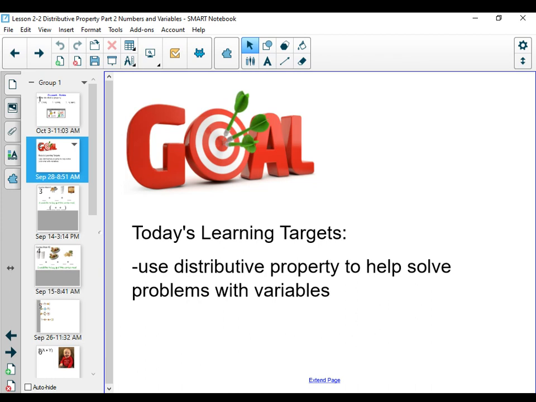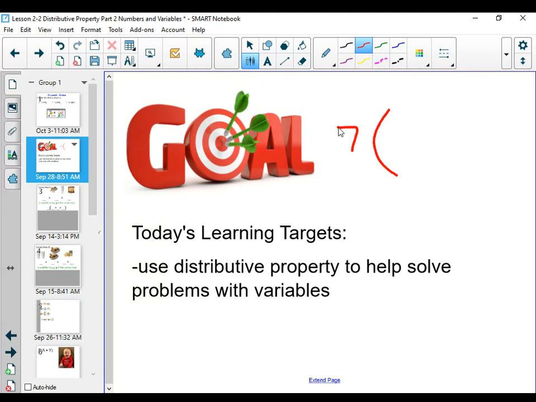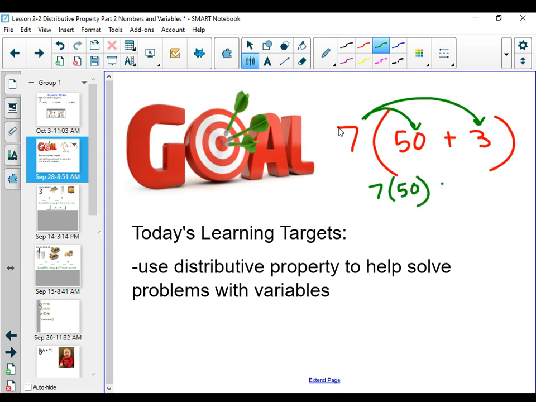Hello and welcome to day 2 of the distributive property. If you remember from yesterday, the distributive property is where you take the outside number times both numbers on the inside. I always draw those arrows to help my mind keep track of what I am solving. 7 times 50 and 7 times 3. 350 plus 21, 371.